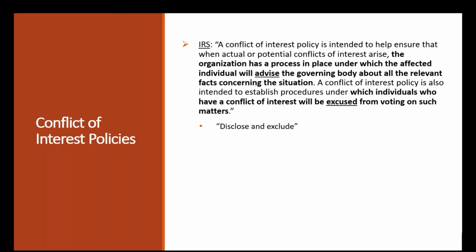Okay, so we've teased it for long enough. Let's move on and talk about conflict of interest policies. I like this language from the IRS describing what the purpose of a conflict of interest policy is. The IRS says that they're intended to help ensure that when actual or potential conflicts of interest arise, the organization has a process in place under which affected individuals will advise the board about all the relevant facts concerning the situation, and then have a process under which those individuals will be excused from voting on such matters. This echoes what I said a moment ago. It's this regime of disclosure and exclusion, and that's how we manage conflicts of interest.